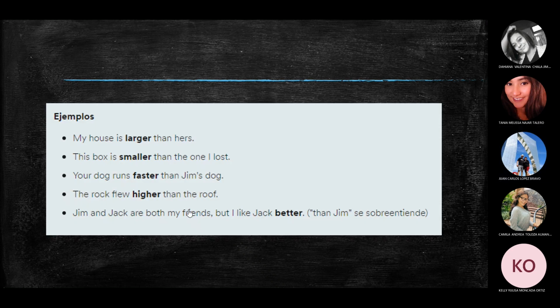Okay, teacher. So here we go with these examples. So please help me to read this. So who wants to read? My house is larger than hers. This one is smaller than the one I lost. Your dog ran faster than Jim's dog. The rock flew higher than the roof. Jim and Jack are both my friends, but I like Jack better than Jim.